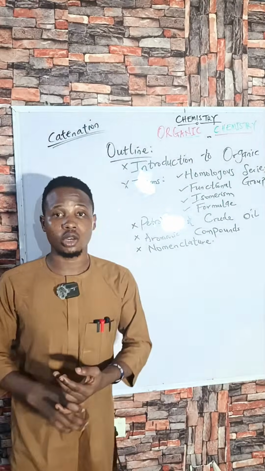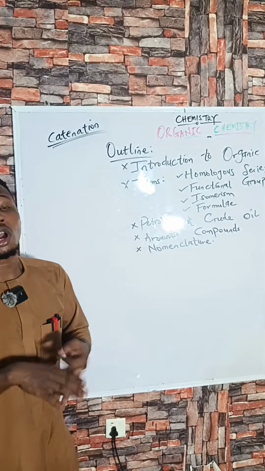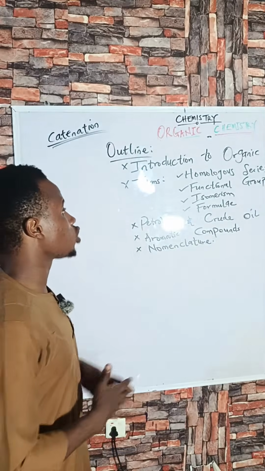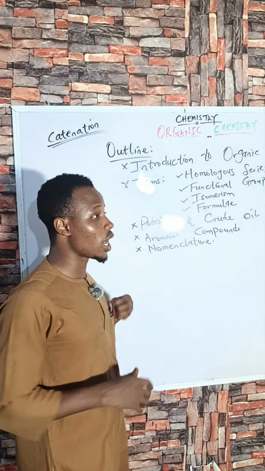Now we know about organic chemistry, we know about the uniqueness of carbon, we know about the properties of organic compounds. We move down straight up to look at what are the branches that we have for organic compounds.